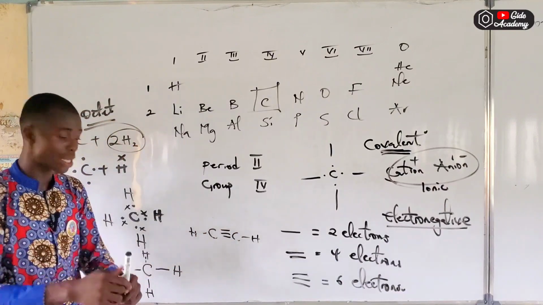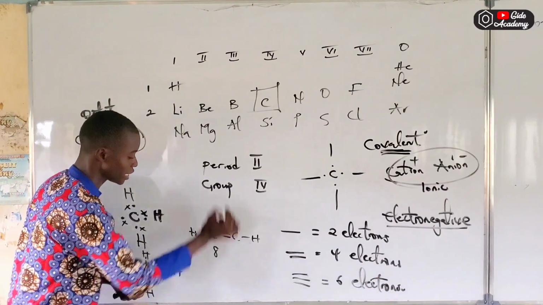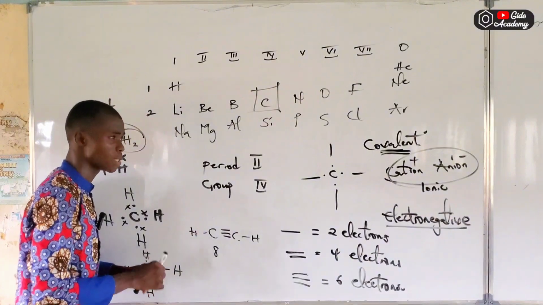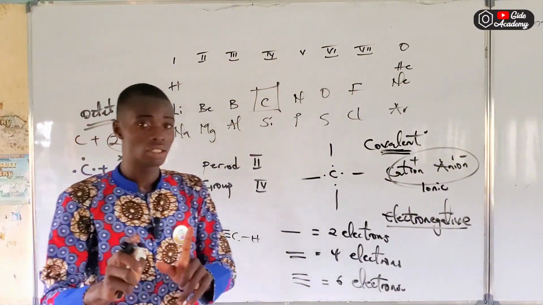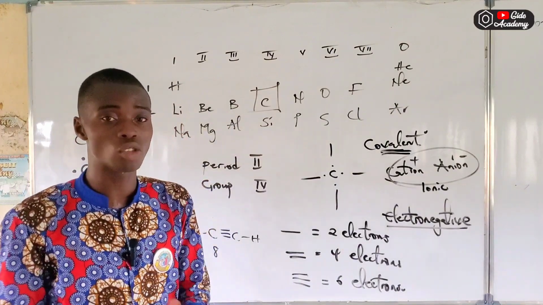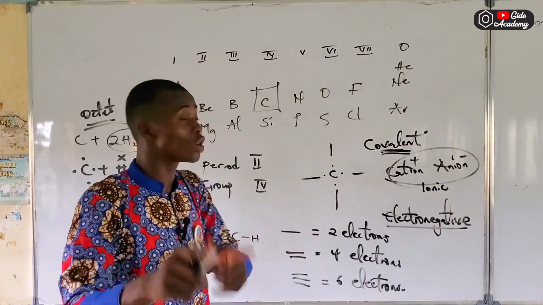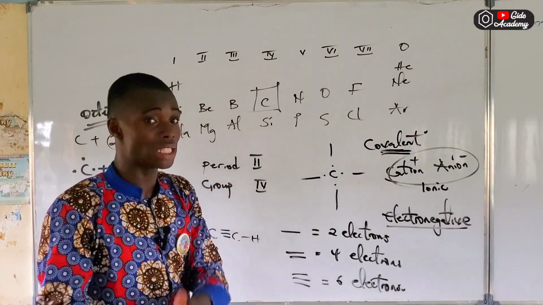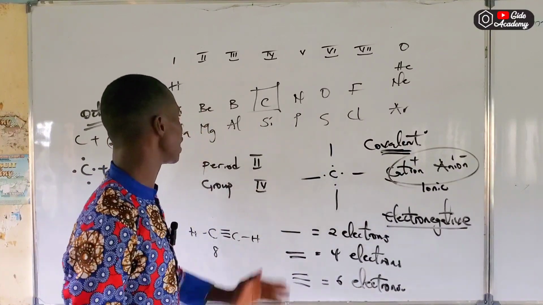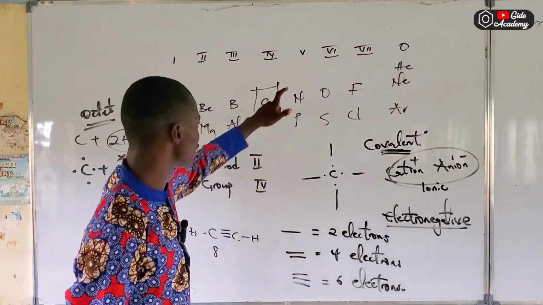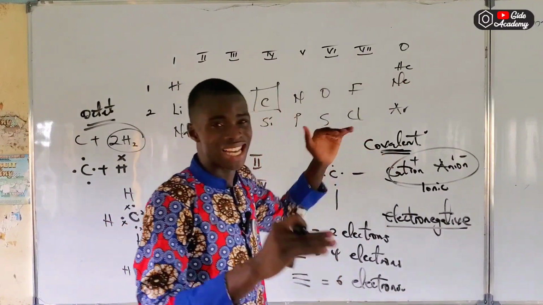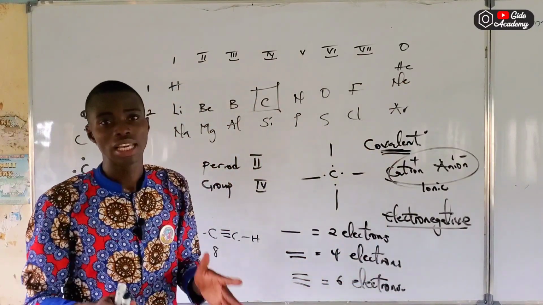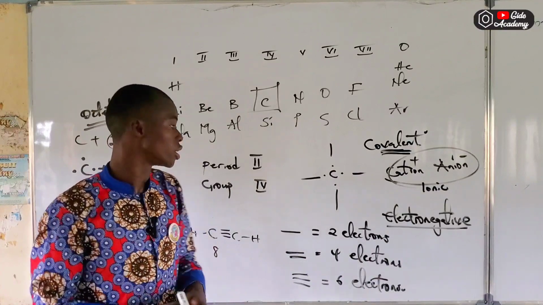So for carbon to be stable, carbon must have 8 electrons. And hydrogen must have 2 electrons because it obeys the duplet rule. Helium must have 2 electrons. Lithium must have 8 electrons. Beryllium 8 electrons. Boron 8. Carbon 8. Nitrogen 8. Oxygen, fluorine, neon. All of them, they are what? They are 8 electrons in the outer shell for them to be stable.